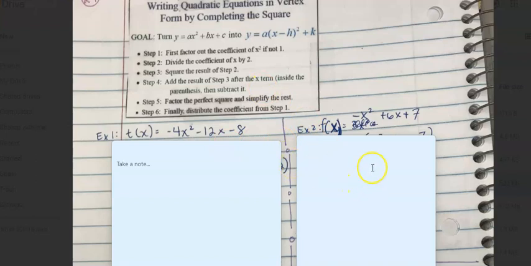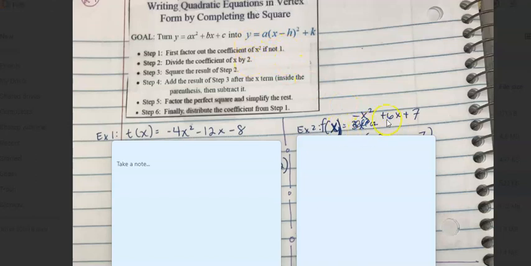These are the steps that I'm going to take, and I'm going to use these examples to talk about each of these steps. So I'm actually going to start with example 2 first because it's a little bit easier than example 1. So if you will, go ahead and write down example 2 for me, please. And in step 1, you'll notice that it says to first factor out the coefficient of x squared if not 1. The coefficient of x squared right now is negative 1. It is not 1. You cannot complete the square unless your coefficient of x squared is 1. So what I'm going to do is I'm going to GCF that out.